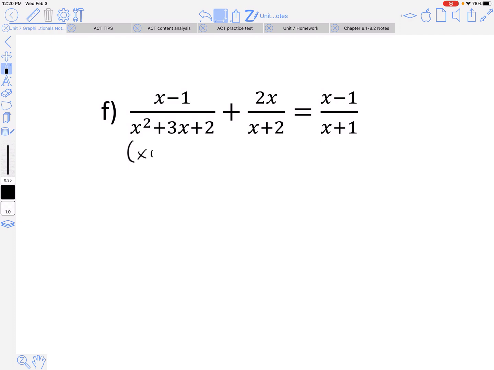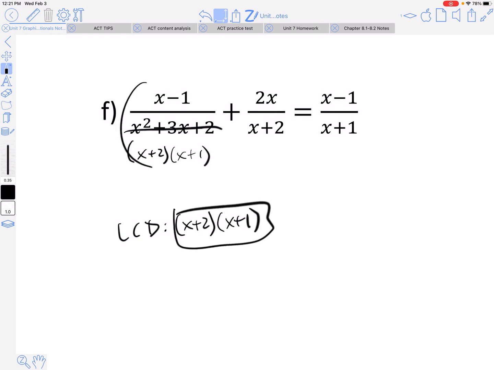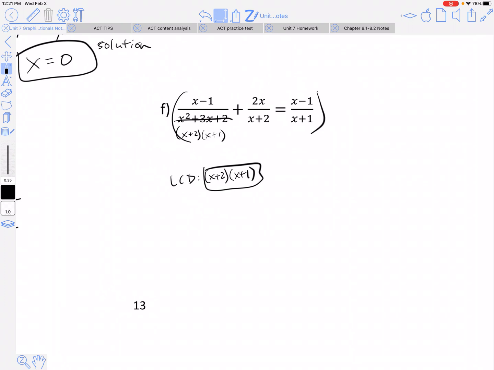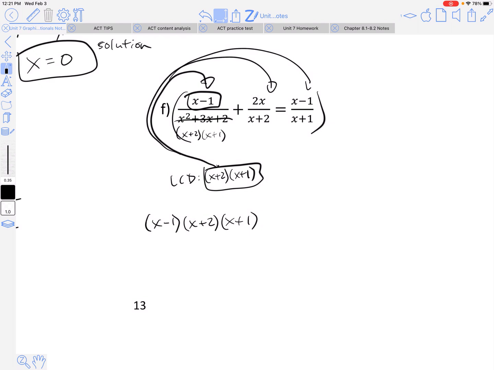One more. I'm going to factor this. And, yep, it has the exact same pieces. So my least common denominator will be x plus 2 times x plus 1. So remember, I'm multiplying this to every piece of that function. So in the first one, we had x minus 1 times x plus 2 times x plus 1. What did I do? I kept this and remembered that I was distributing this in here. I'm going to distribute it here and here. Okay?